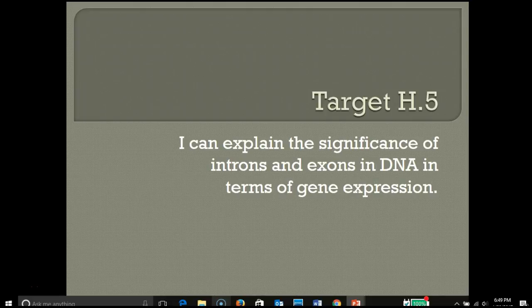We're probably going to have a little bit of a review target, because I think we've talked about these concepts before already in class, but the target says you should be able to explain the significance of introns and exons in DNA in terms of their gene expression.